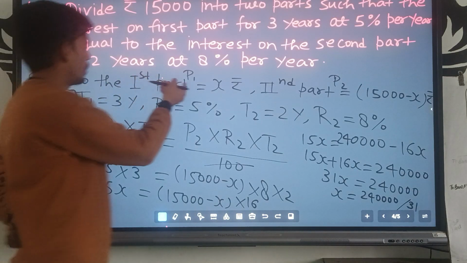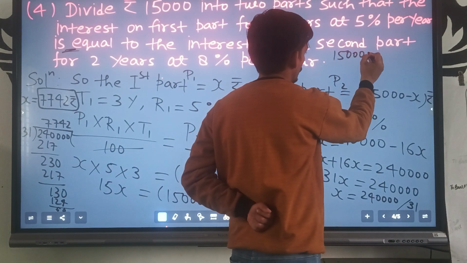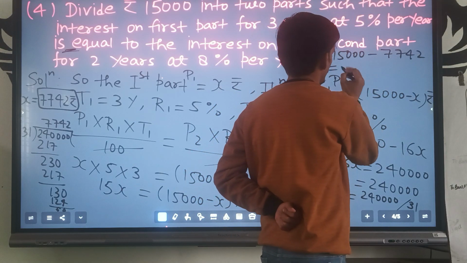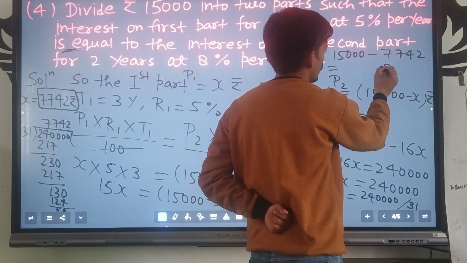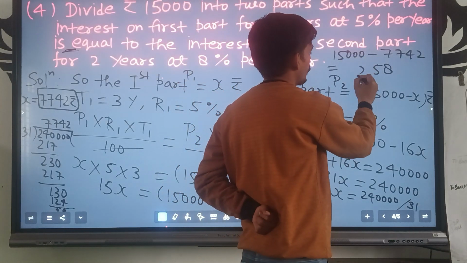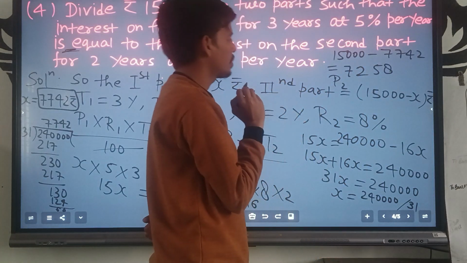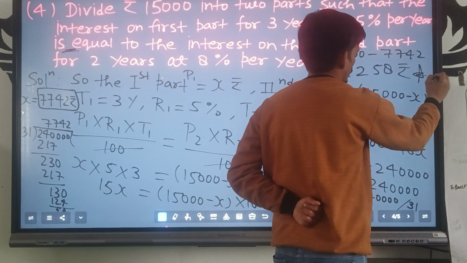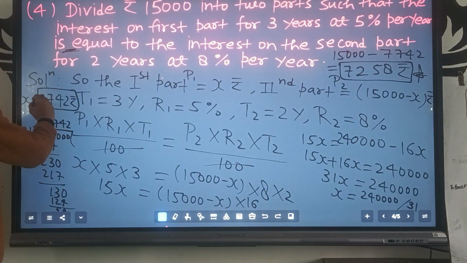And our second part is 15,000 minus x. So 15,000 minus 7,742: 10 minus 2 is 8, 9 minus 4 is 5, and 9 minus 7 is 2, and the value is 7,258 rupees approximately. It is our second part, and the other is the first part.